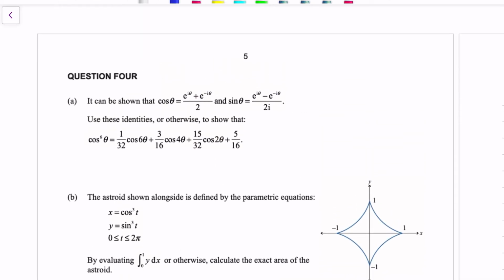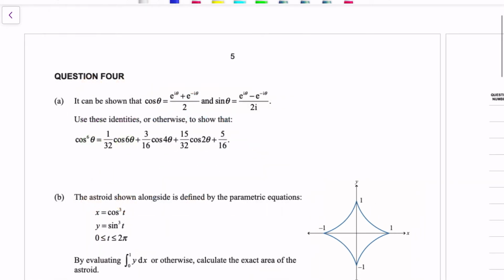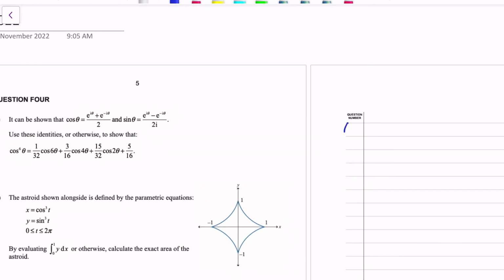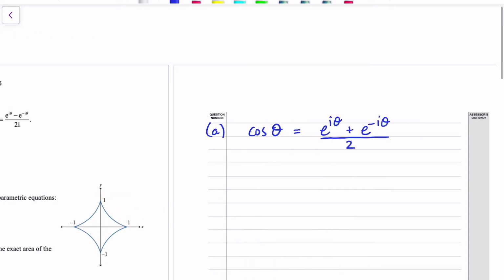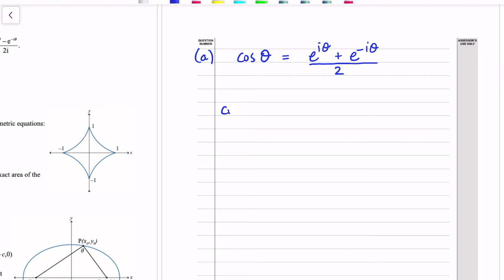Okay, first part, we're introduced to an expression for cosine theta in terms of Euler's number. We don't need to prove that first part. Let's go: cos theta is e to the i theta plus e to the minus i theta all over 2, and we want to power that by 6. So if I take cos to the power of 6, it's going to be all of this thing to the power of 6. 1 over 2 to the 6 is 1 over 64.